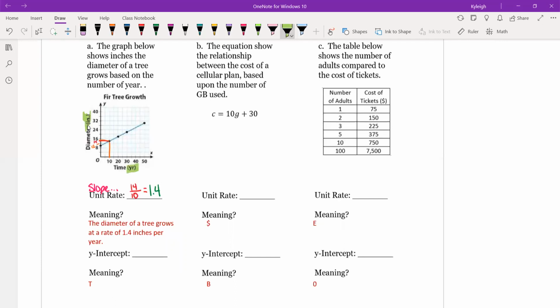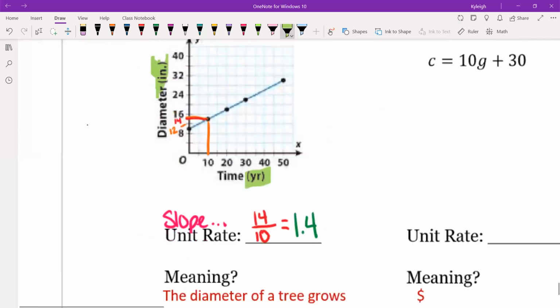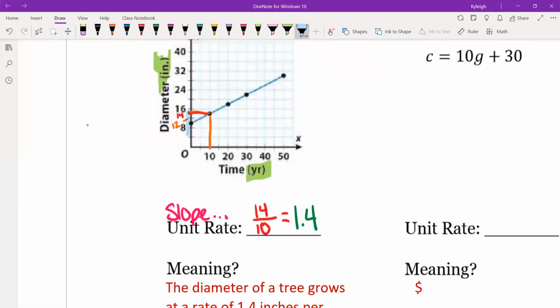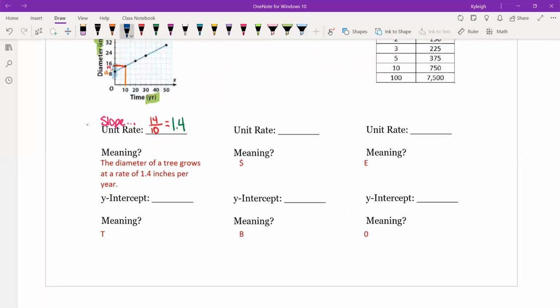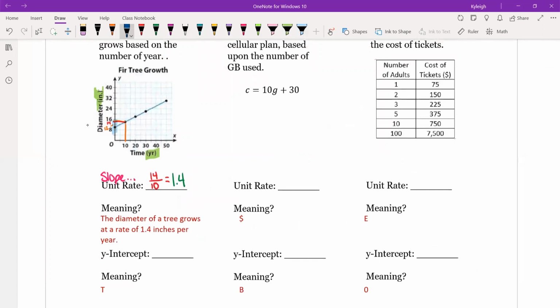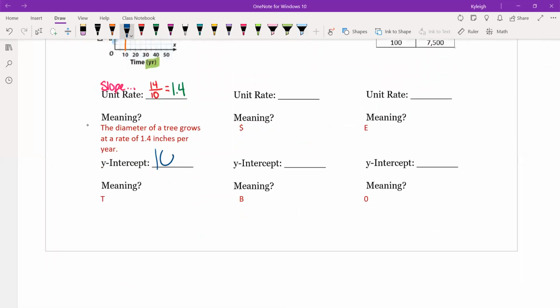And then where's the y-intercept at? Where does this graph cross the y-axis? Well, it crosses the y-axis right here. And that's in between 8 and 12. So in between 8 and 12 would be 10. So my y-intercept is 10.